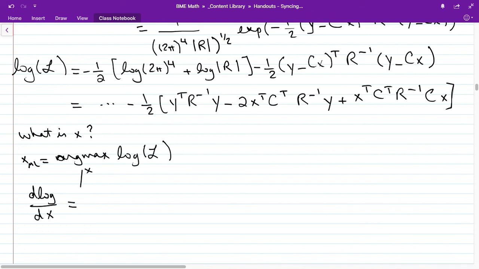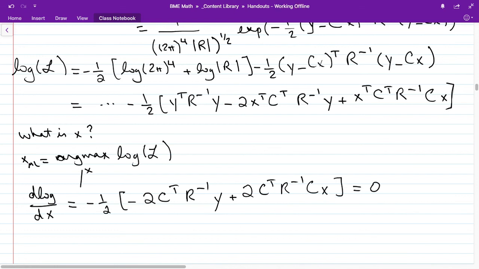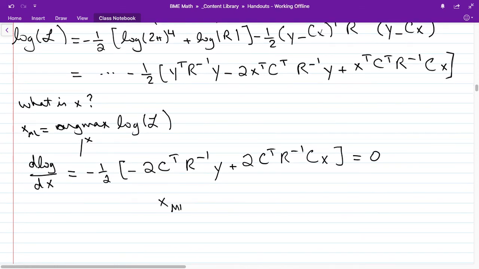There's one term here, there's another term here. So the derivative of that with respect to x becomes minus 1/2 times minus 2 C transpose R inverse y plus 2 times C transpose R inverse Cx. I set that equal to 0. My maximum likelihood estimate of where I am is going to be (C transpose R inverse C) inverse C transpose R inverse y. So this is what I measured.